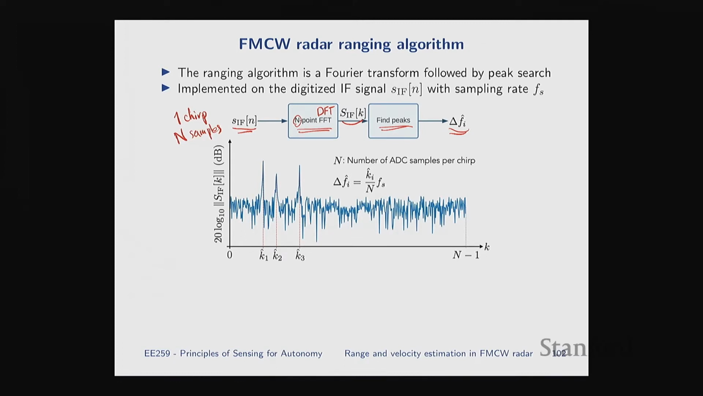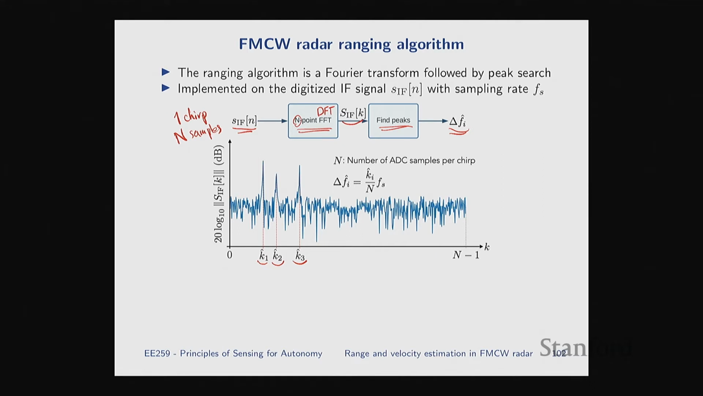Now k is the index of your Fourier transform. And what you need to do is just look at the absolute value, or the magnitude, of the transform, and find the peaks. Those peaks give you your estimates of delta f. So, for example, in the case of what I showed you in the previous slide, where we had 3 targets, you will see 3 peaks in the FFT at indices k hat 1, k hat 2, and k hat 3.